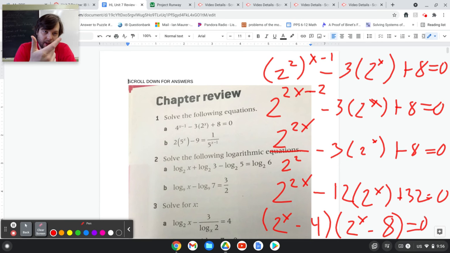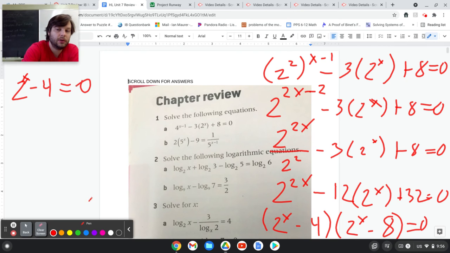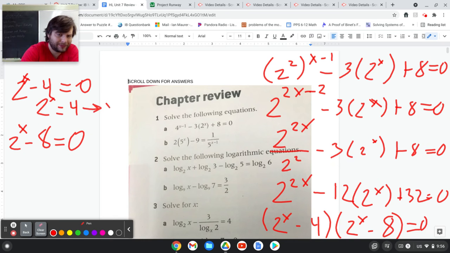So now you use the zero product property to split it up into two different equations. 2 to the x minus 4 equals 0, or 2 to the x minus 8 equals 0. You can solve these using logarithms and taking the log base 2 of both sides. Move the 4 to the other side. So you have 2 to the x equals 4 and do log base 2. Or by inspection, x is equal to 2 because 2 squared is 4.